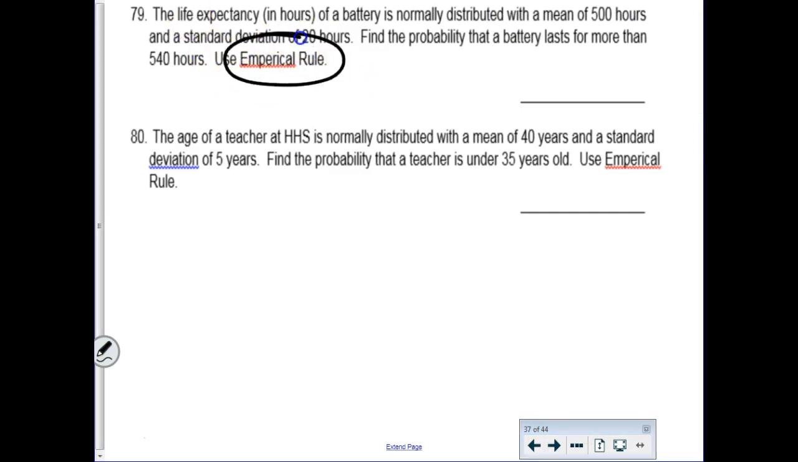This is the empirical rule question. They're going to want you to kind of sketch. Ooh, look, that actually wasn't too bad. All right, it has a mean of 5,000 hours, and then a standard deviation. Does that say 20? Can't read. So they want me to figure out if it lasts more than 540. Oh my gosh, I was about to have a really weird answer.